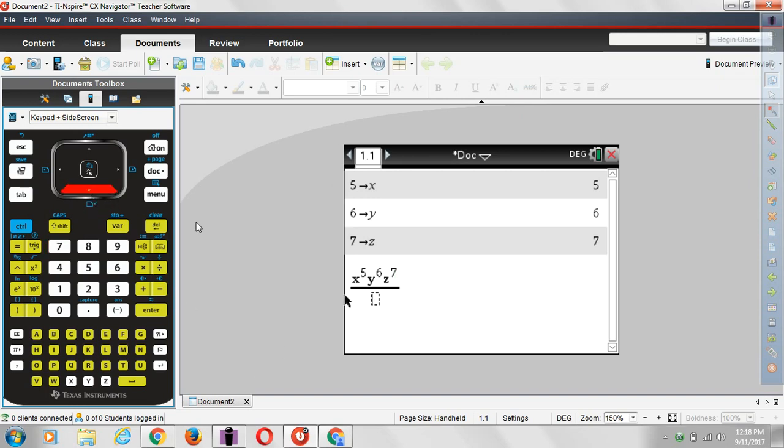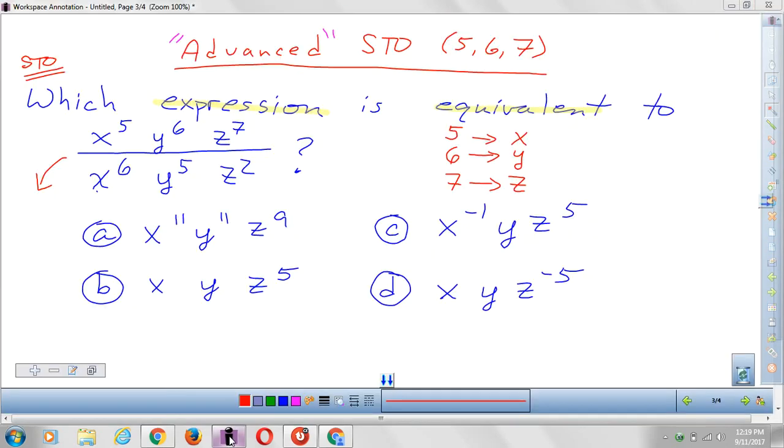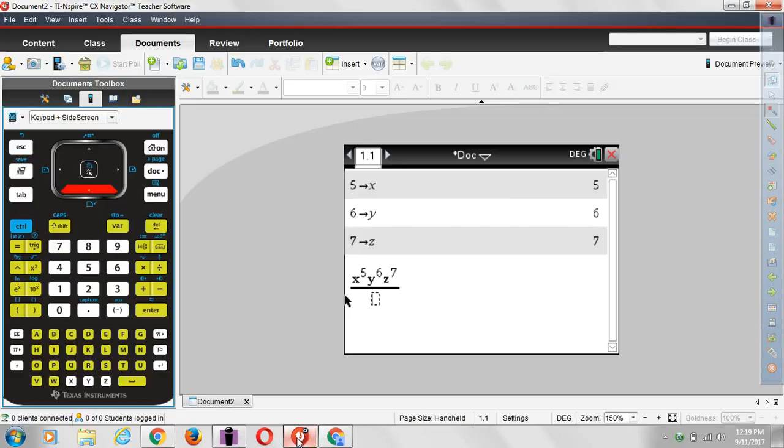Then we're going to go down to the bottom. And to go to the bottom, you use these keypad arrows up here to navigate around. You just press down. Okay, now I have x to the 6th, y to the 5th, z to the 2nd. So I'm going to copy that in.